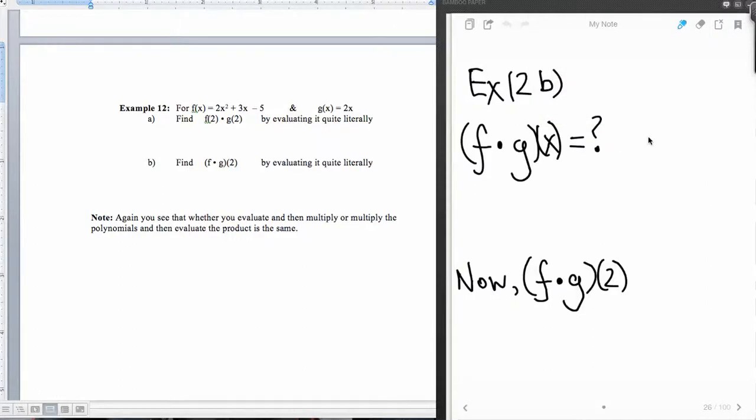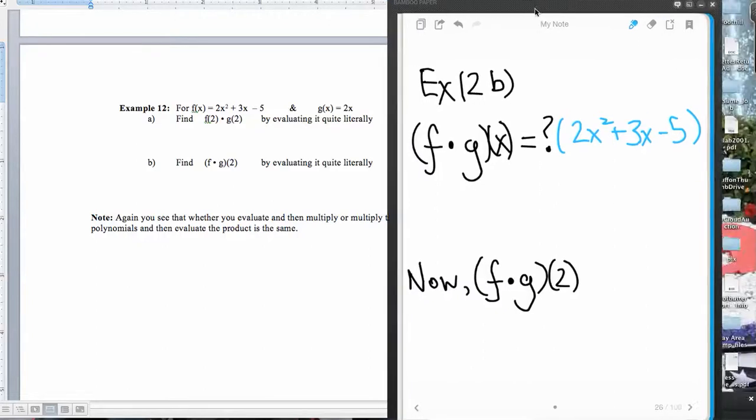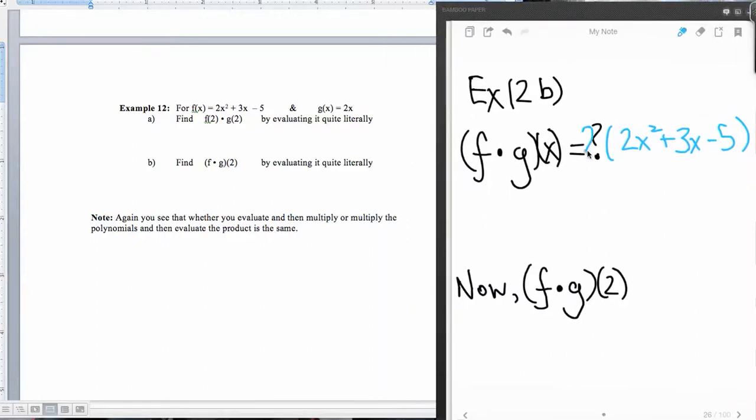Right, let's go ahead and finish this example number 12 and talk about what it means that we've just done. So number 12, if you take it quite literally, it means multiply the two functions, which says we have 2x squared plus 3x minus 5 multiplied by 2x. And oops, I ran out of room there. Let me see if I have any more. Nope. So I'm just going to put it up here, multiplied by the 2x.